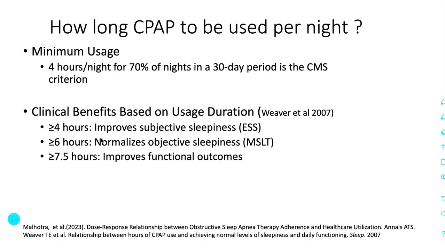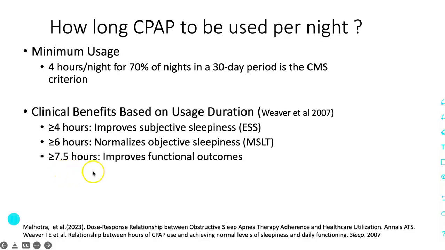And usage of more than 6 hours normalizes the objective level of sleepiness, as evidenced by the multiple sleep latency testing, or MSLT, and to improve the functional outcome as measured by the FOSQ questionnaire, usage of more than 7.5 hours is required. So it means that there is a dose-response relationship between the CPAP usage time and the clinical improvement across the different domains.